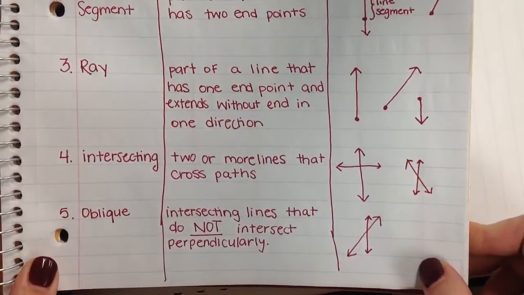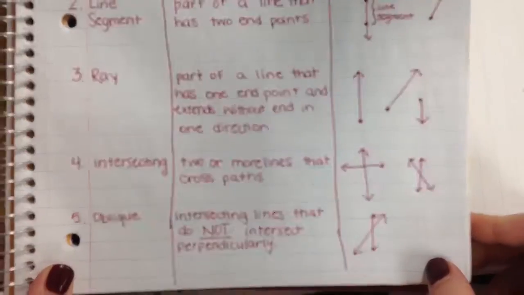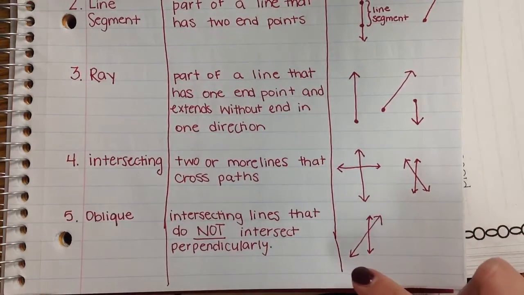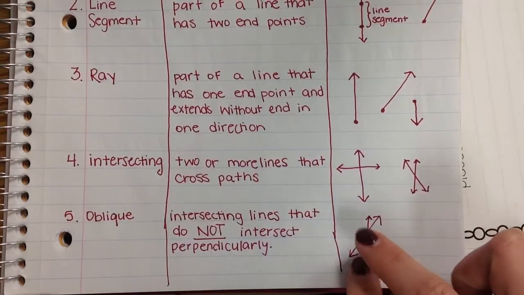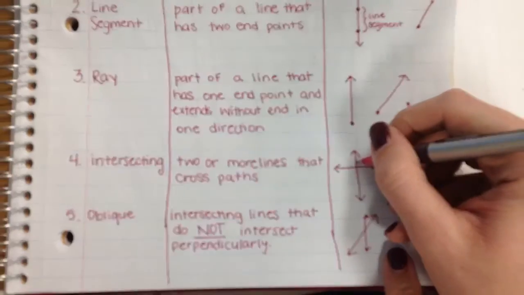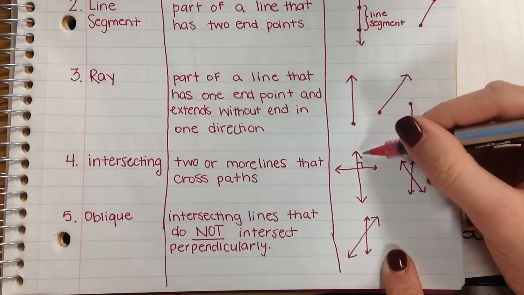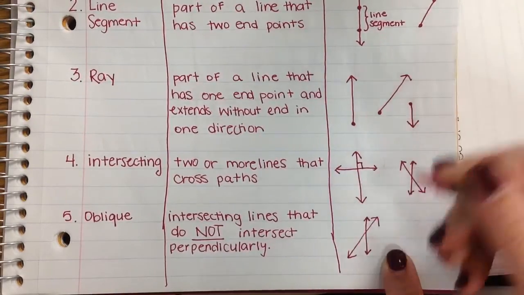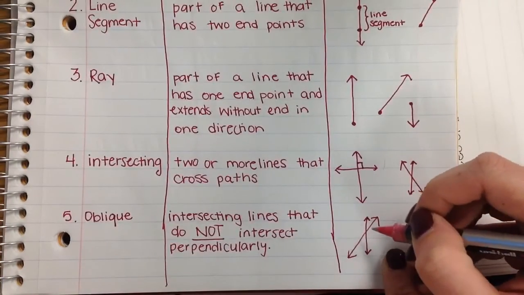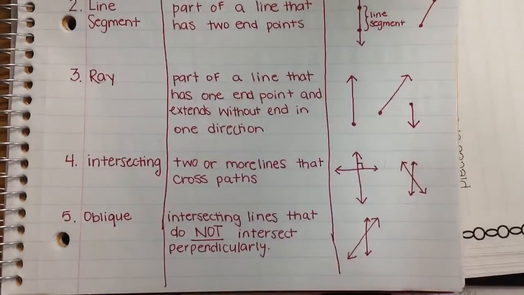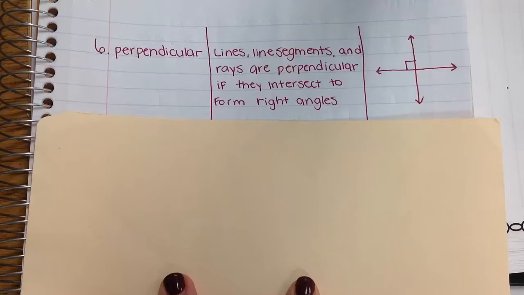Your next word is oblique. Oblique lines are lines that intersect, but they do not intersect perpendicularly. So do you see that these lines intersect, but they don't form what we call a square or an L where they touch? So up here in these perpendicular lines, they form a perfect L where they meet. Here, I do not have a perfect L, so they intersect as oblique lines. Pause your video and press play when you're ready to begin again.